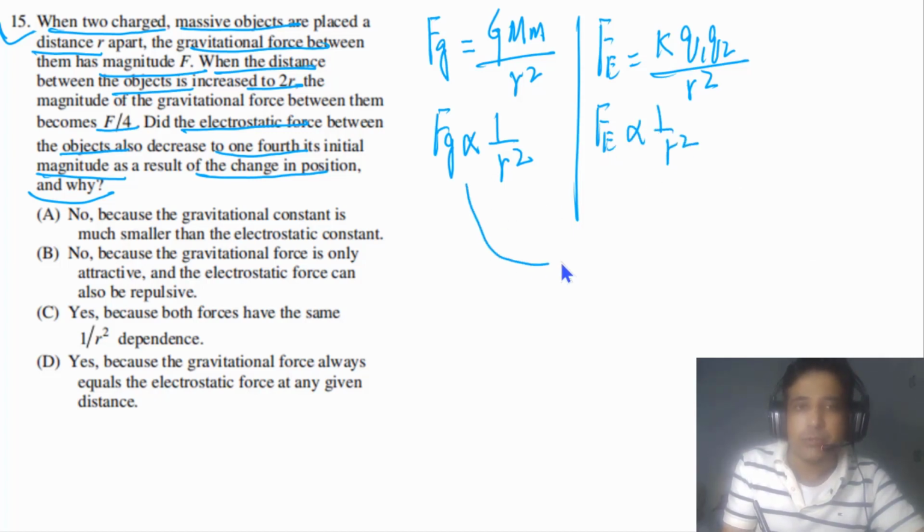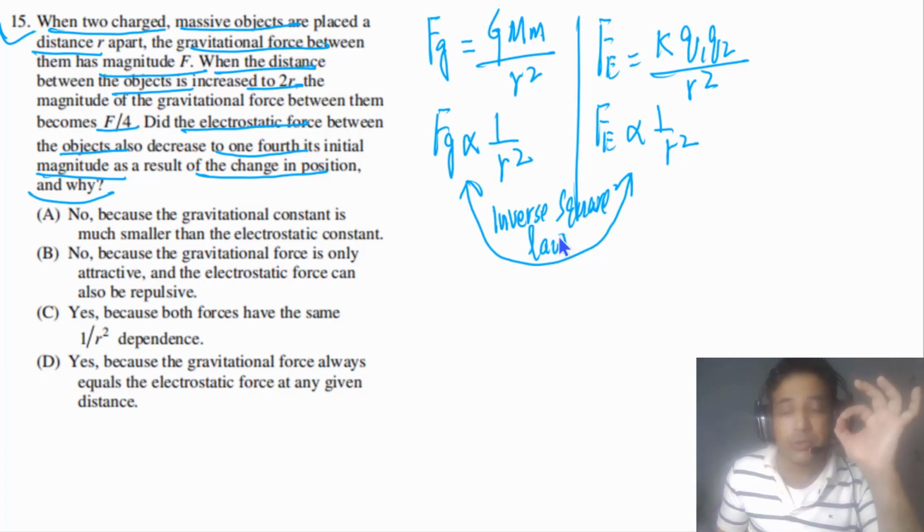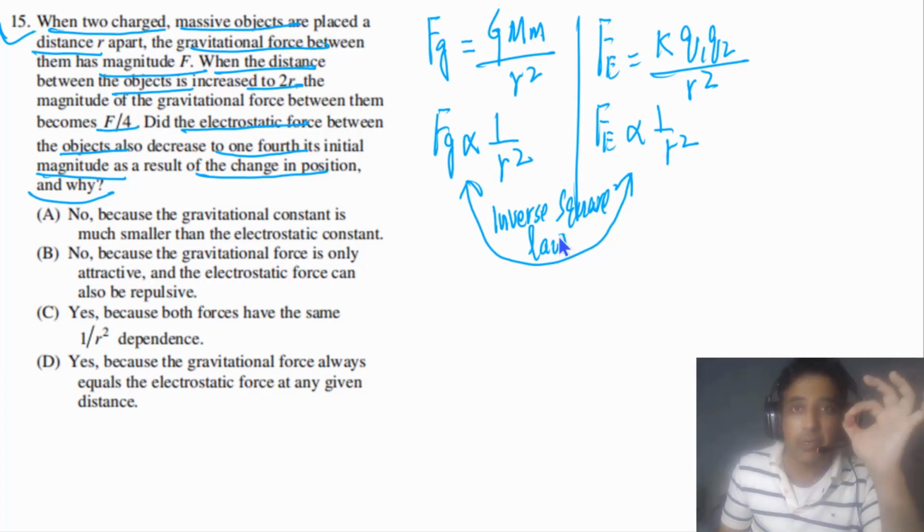So it simply means that these two forces obey the inverse square law. Inverse square law, a very important concept. So the magnitude will decrease by the same amount because they follow the inverse square law, but the magnitudes of these two forces will be different.